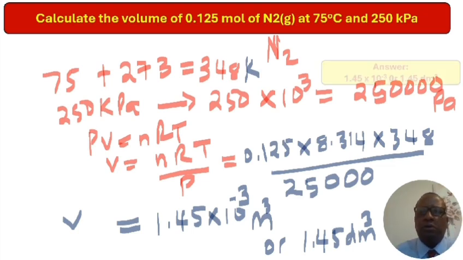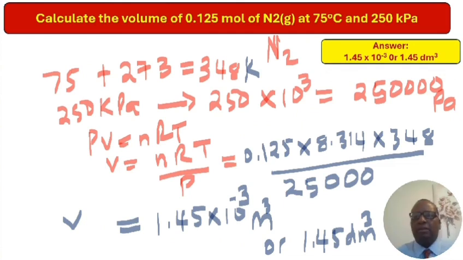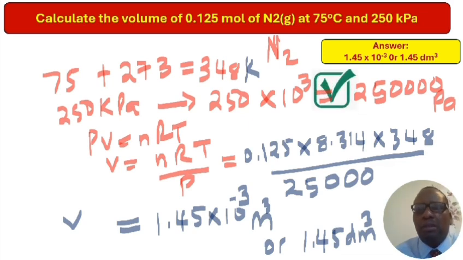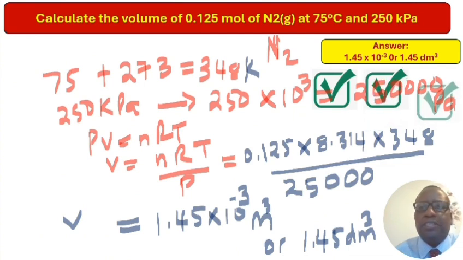Let's have a look. Answer. For the units, you get a mark. For the correct layout of the formula and the calculation, you get a mark. And for your answer, you get a mark.